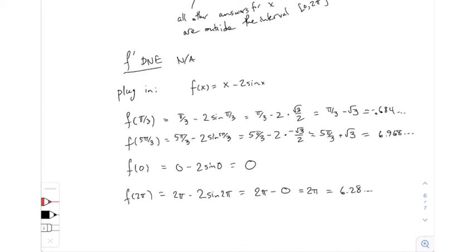That's about it, right? We just now compare these values, choose the biggest and the smallest. Yeah?